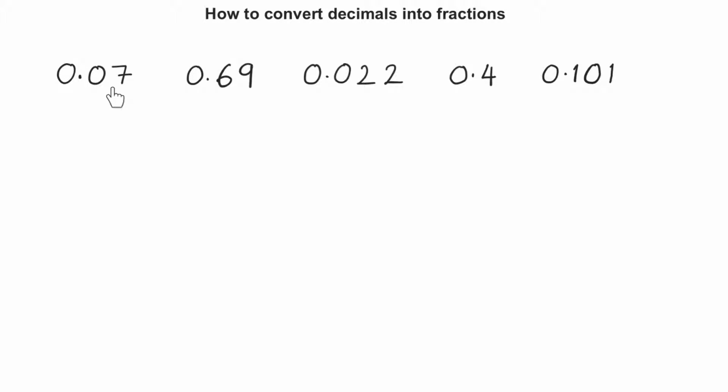How to convert decimals into fractions. So let's start off with the first one. The first one is 0.07. All we need to do is see how many decimal places there are. There are 1, 2 decimal places.